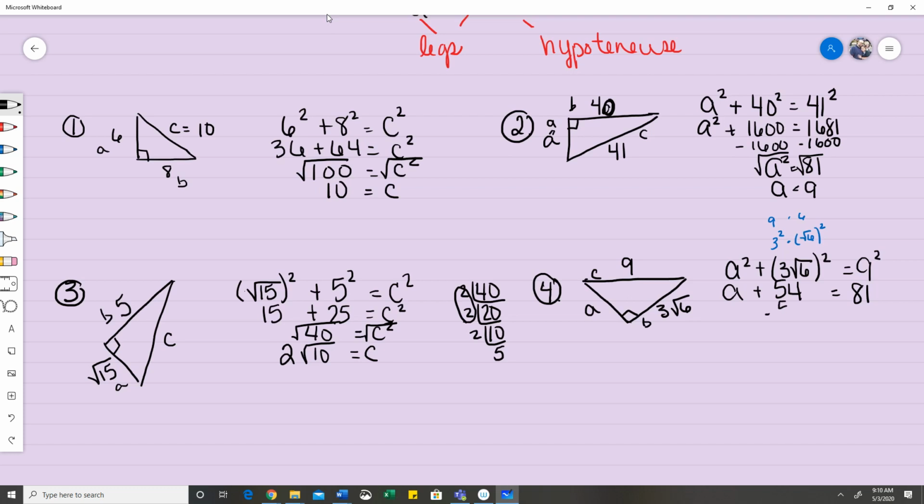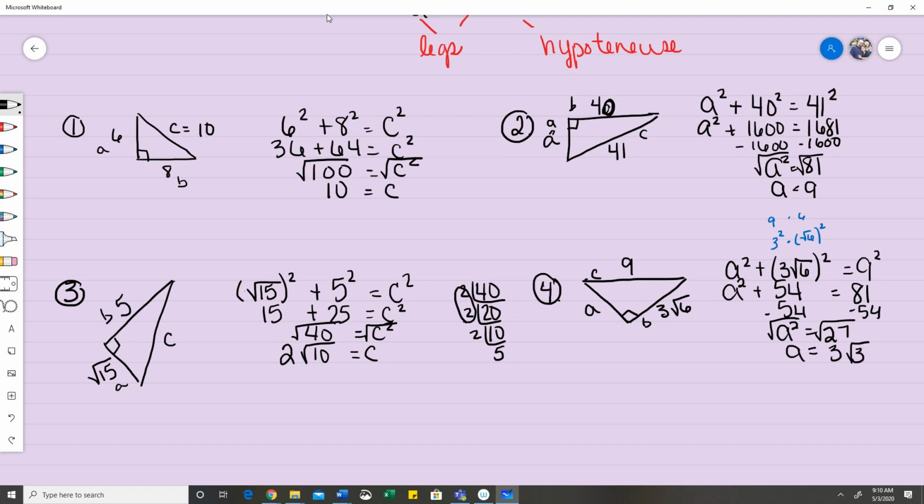So now when I subtract my 54, A squared equals 27. I forgot my square. There we go. And when we take the square root of A squared and 27, we get that A equals 3 times the square root of 3.